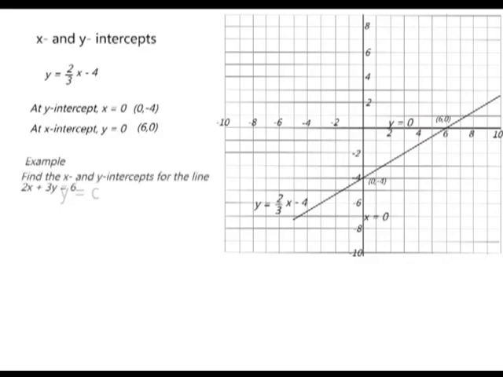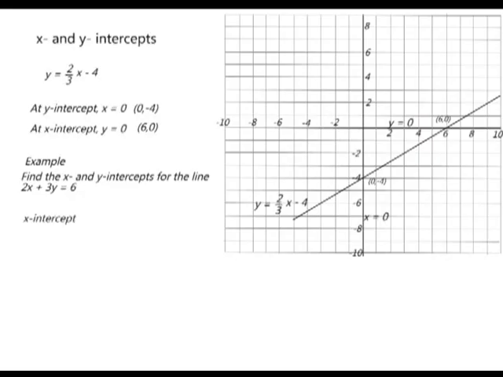For example, find the x and y intercepts for the line 2x plus 3y is equal to 6. Now, this line has not been written in the general form y is equal to mx plus c, but it is still the equation of a straight line and can be written as such. Nevertheless, to solve for the x and y intercepts, you don't have to write it in that format.